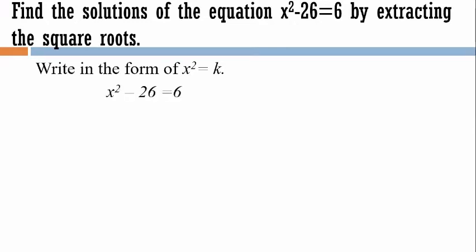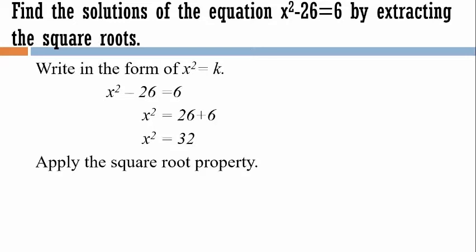Another example. Find the solutions of the equation x squared minus 26 equals 6 by extracting the square roots. First we write the given equation in the form x squared equals k. That is x squared minus 26 equals 6. Then, x squared equals 26 plus 6, which is 32.